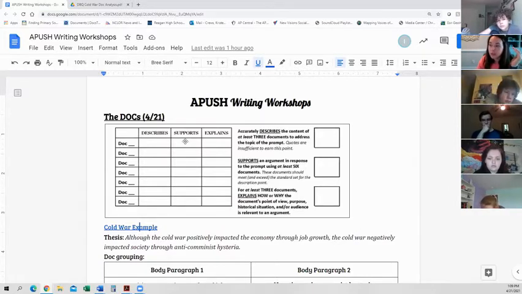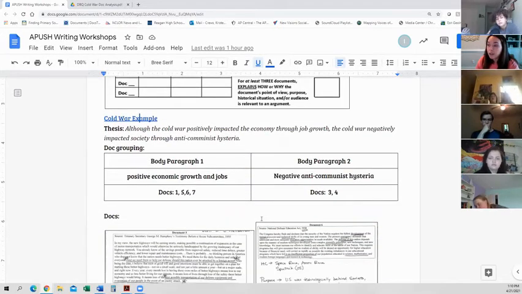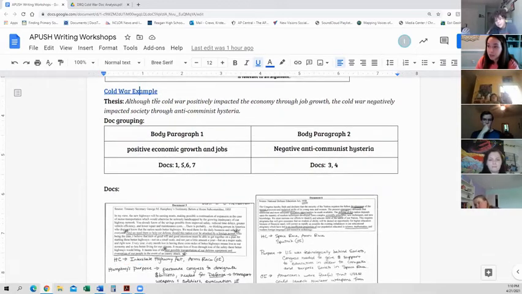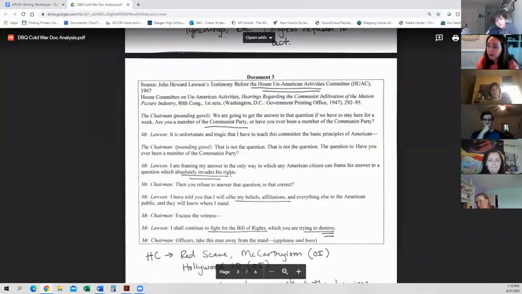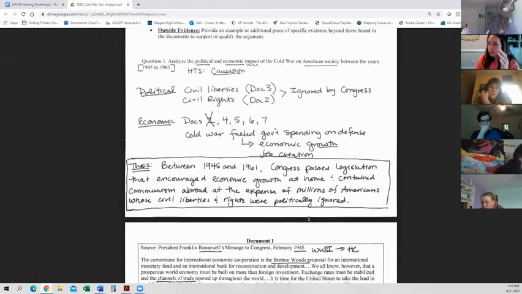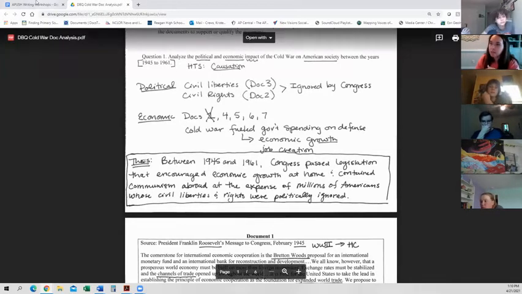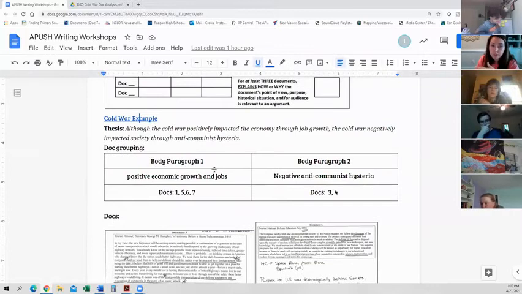Today, what we're really going to be focusing on is how to earn this supports point. So because you're familiar with the Cold War DBQ, I used that as our example for today. So if you want to look back at the documents and all of that, this was something that I did a couple of years ago, and I wrote a complex thesis statement. For today though, I wrote a different one, okay?